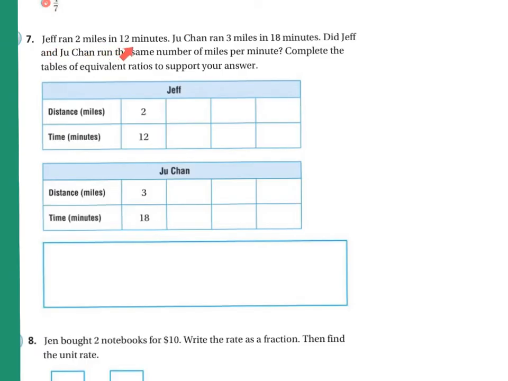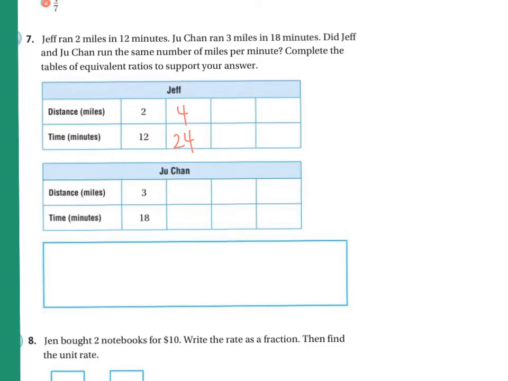Jeff ran 2 miles in 12 minutes. Ju Chan ran 3 miles in 18 minutes. Did Jeff and Ju Chan run the same number of miles per minute? Complete the table of equivalent ratios to support your answers. So we have 2 to 12. So if I multiplied the top and the bottom by 2, I would get 2 times 2 is 4, and 2 times 12 is 24. So that is 1 equivalent fraction.